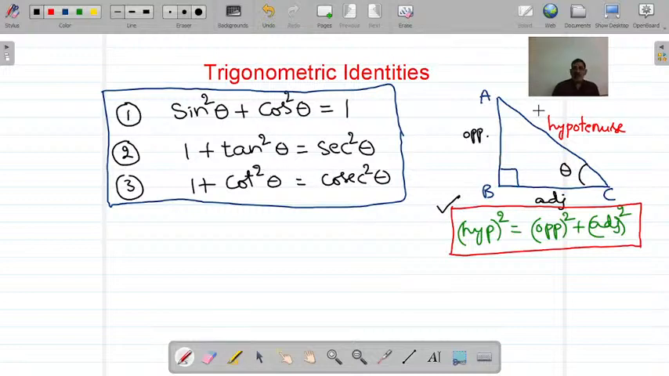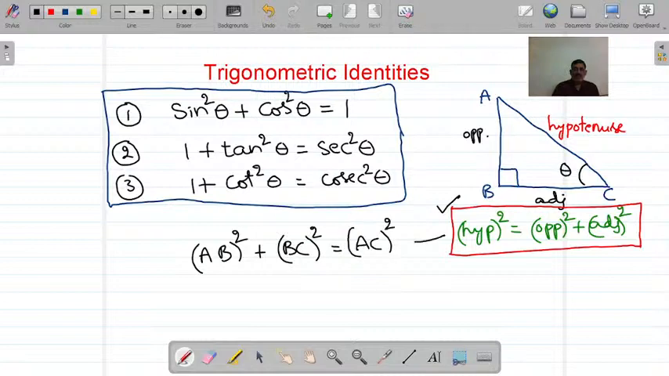So ABC is the triangle. In this, AB is opposite side, BC is adjacent side, and AC is hypotenuse. So what is the relation? I can say that AB square plus BC square is equal to AC square. Just simply I am using this. Hypotenuse is AC. So hypotenuse square is equal to opposite square plus adjacent side square. This is actually the Pythagoras theorem result.